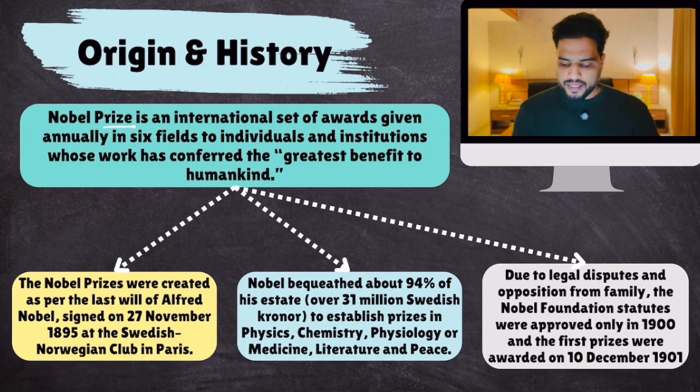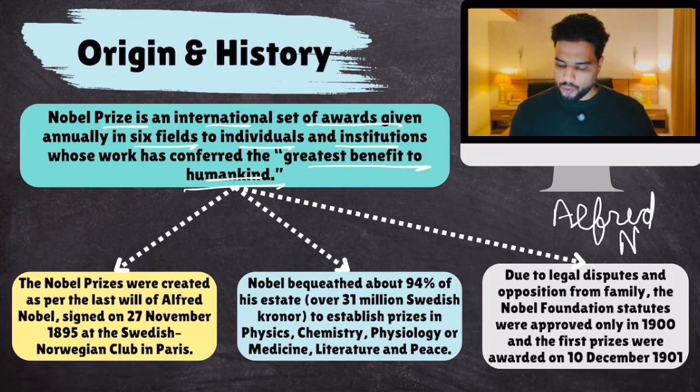First of all, what are Nobel Prizes? So Nobel Prize is an international set of awards given annually in 6 fields to individuals and institutions whose work has conferred the greatest benefit to humankind. Okay, so this is a set of prizes to people whose contribution has enhanced humanity. Now these prizes were basically instituted by Alfred Nobel. That is why they are called Nobel Prizes.